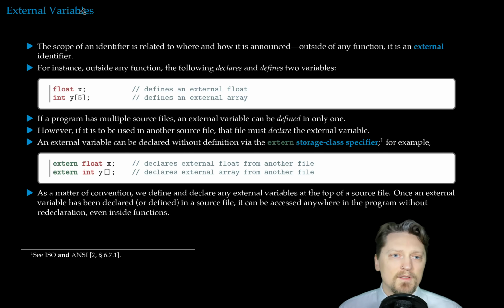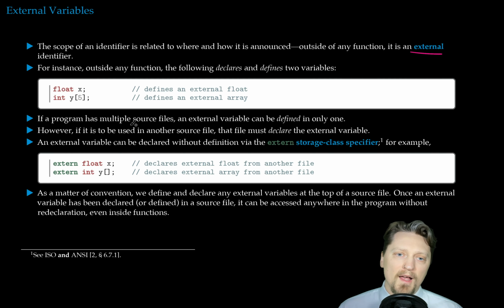External variables. The scope of an identifier is related to where and how it is announced. Outside any function, it is an external identifier. For instance, outside any function, the following declares and defines 2 variables: float x, int y[5]. So float x defines an external float, and int y[5] defines an external array. Notice this was outside of any function. So it's not inside of main, it's not inside of some other function that you've defined.